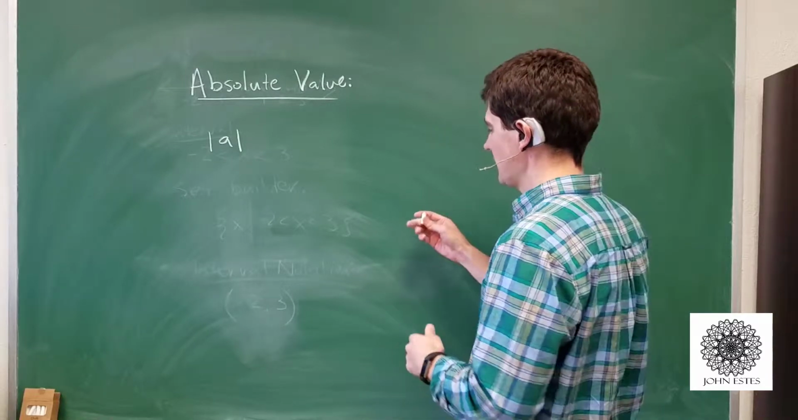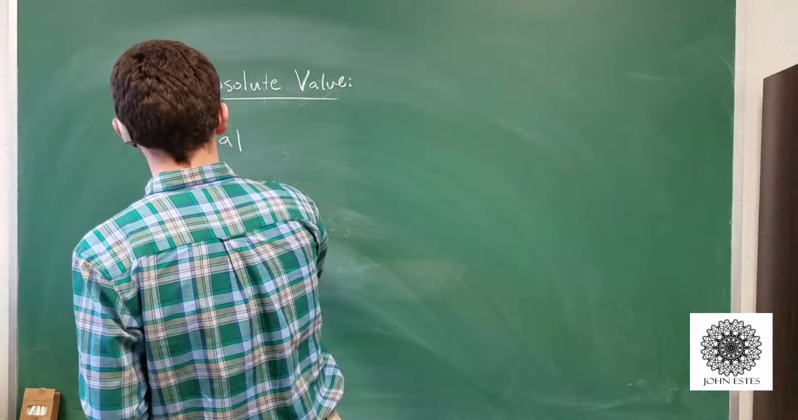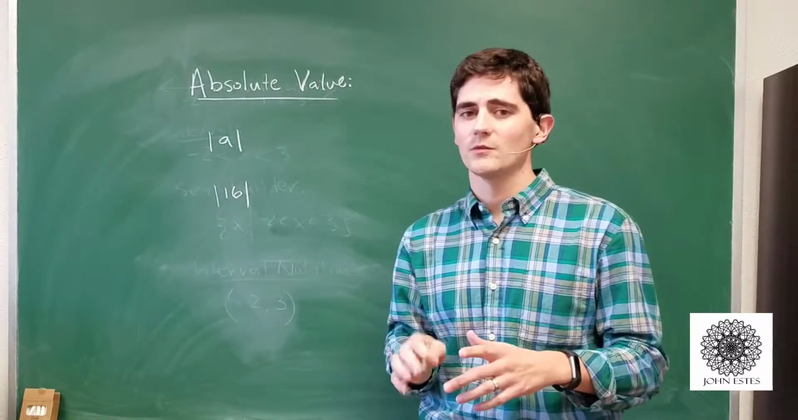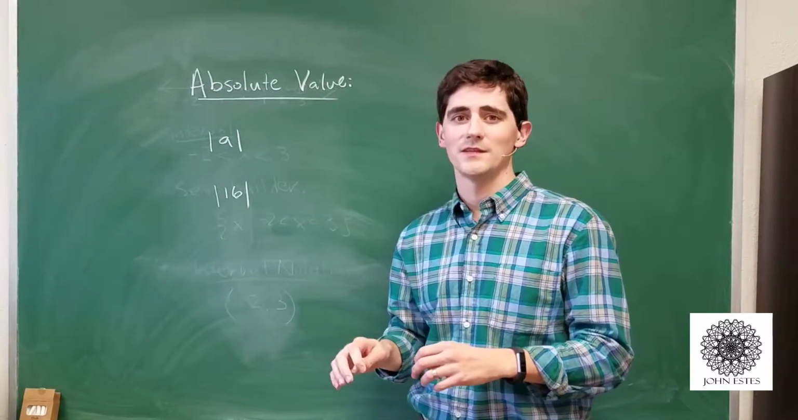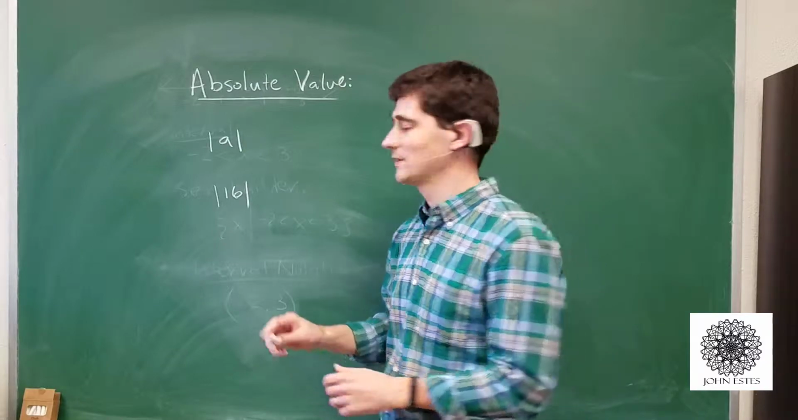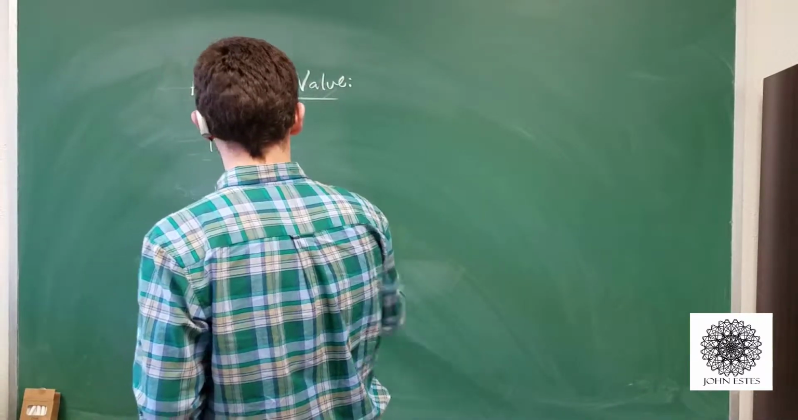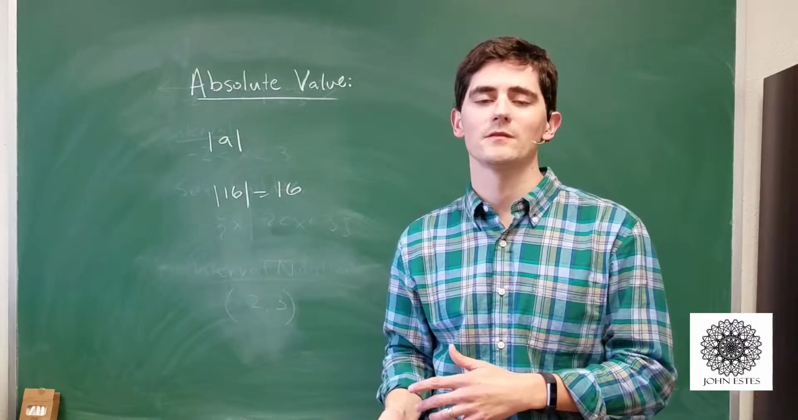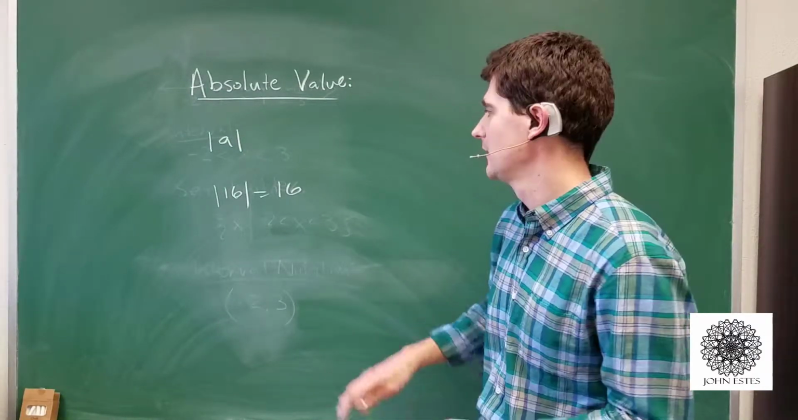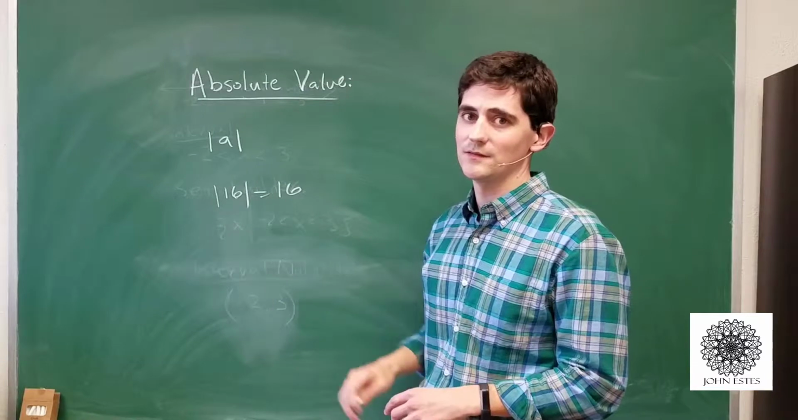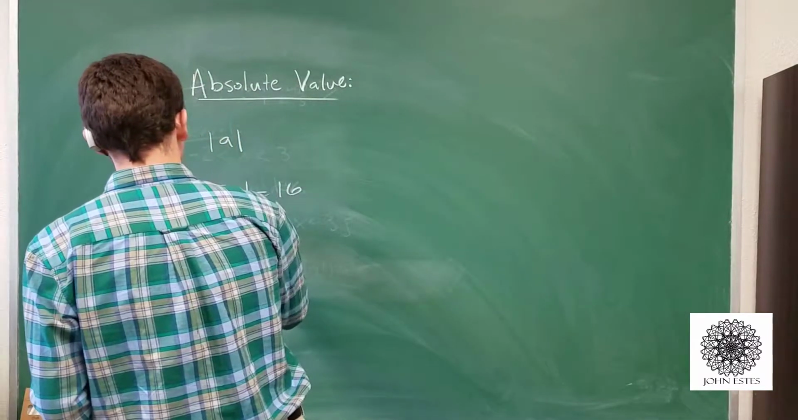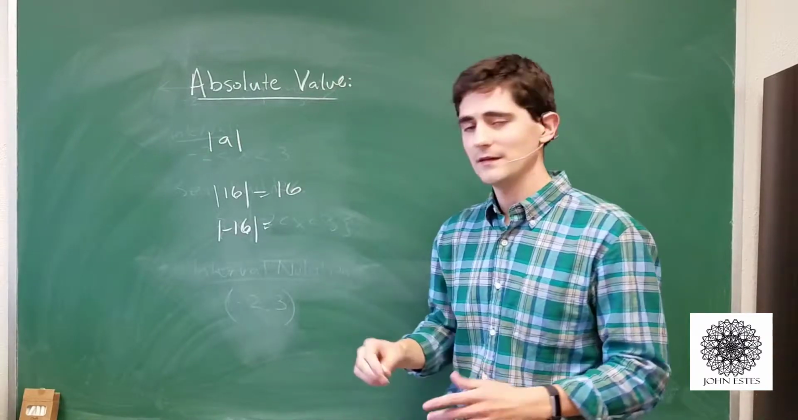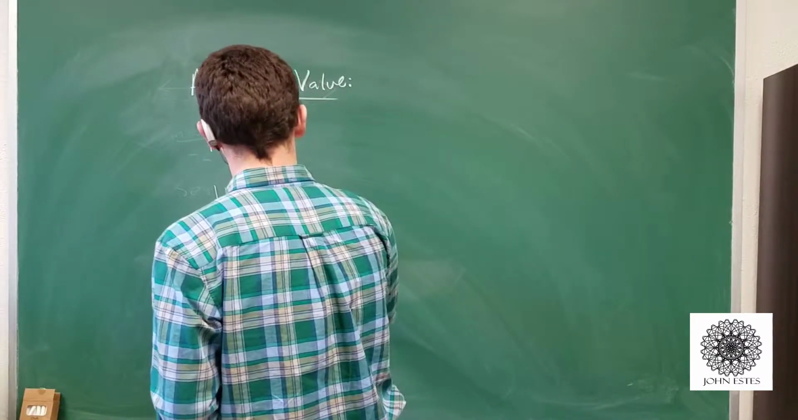So if I say the absolute value of 16, if you've seen this ever before, we know that the absolute value of 16 is simply going to be 16. Why is that? Because basically we're taking the positive part of whatever we plug in. The absolute value drops any sort of negative. So the absolute value of 16 is 16. Whereas the absolute value of negative 16, well, that's going to also be 16.